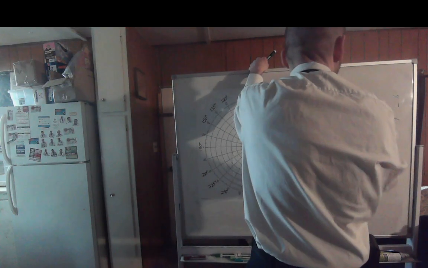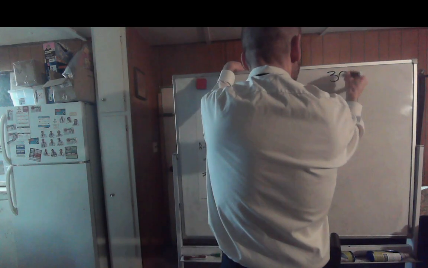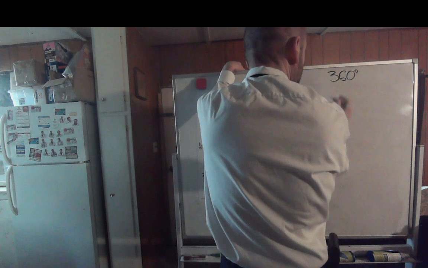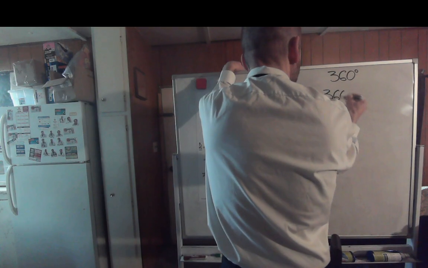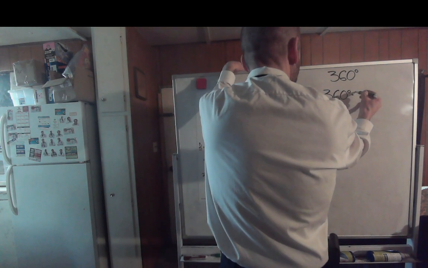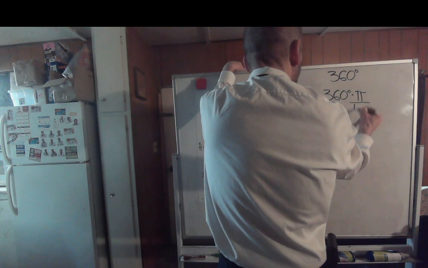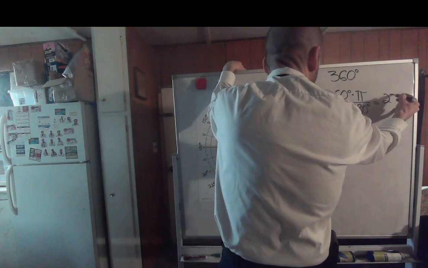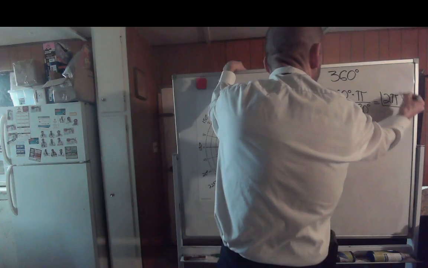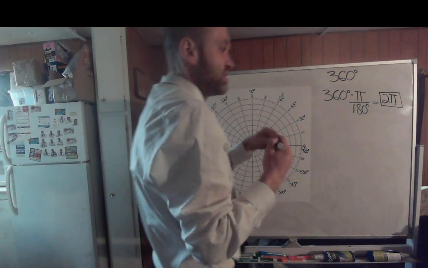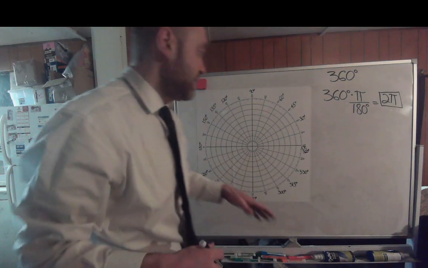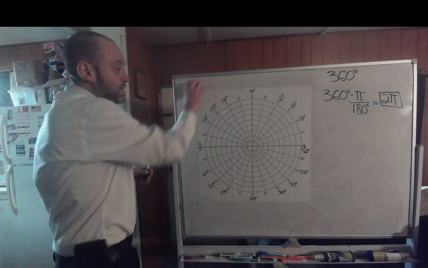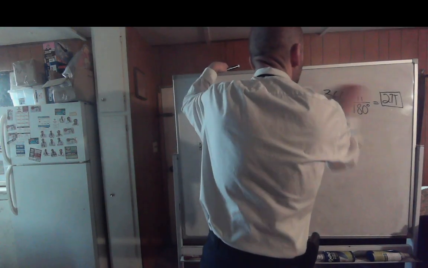And then let's do 360 degrees, which is a full circle. A full trip back around the circle. So I'll take 360 degrees times pi over 180 degrees. I would literally get 2 pi. So a full circle, 360 degrees, is 2 pi radians. Those are some quick ones here.